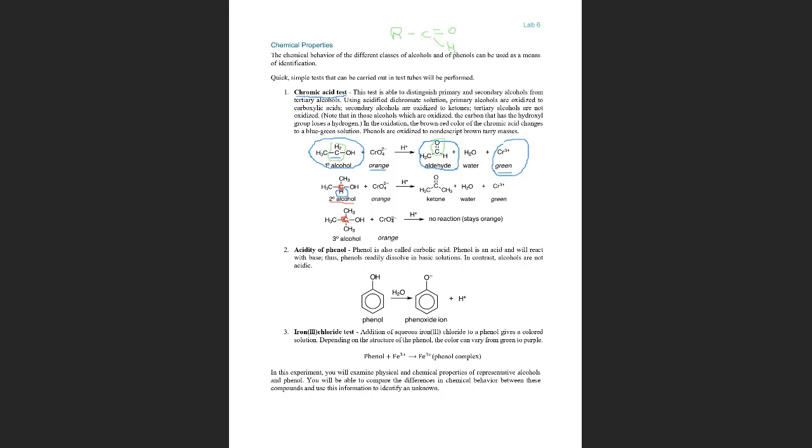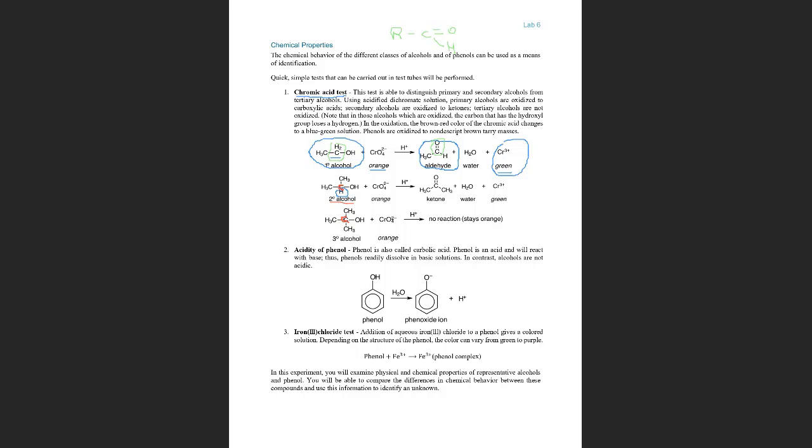So now that we know that the chromic test oxidation is to distinguish primary and secondary alcohols from tertiary alcohols, we will move on to the next reaction. The next reaction is the iron chloride test. We add 5 drops of each of these 6 alcohols, and then 5 drops of iron 3 chloride to each tube.